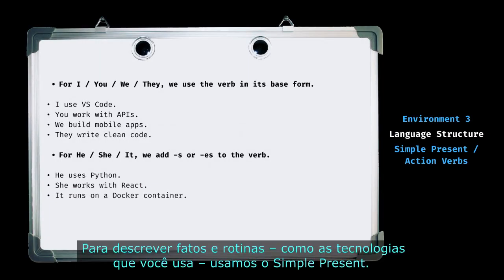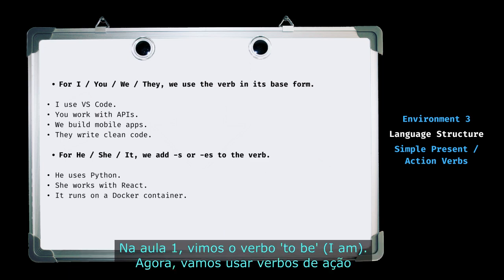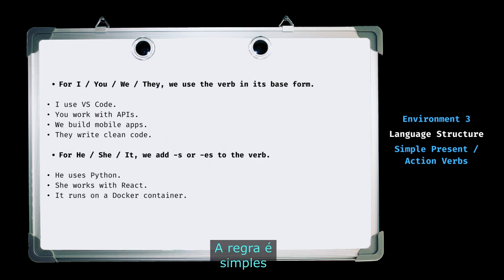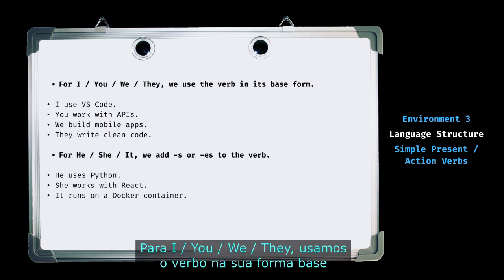To describe facts and routines, such as the technologies you use, we use the simple present. In Lesson 1, we saw the verb to be, I am. Now, let's use action verbs. The rule is simple. For I, you, we, they, we use the verb in its base form.